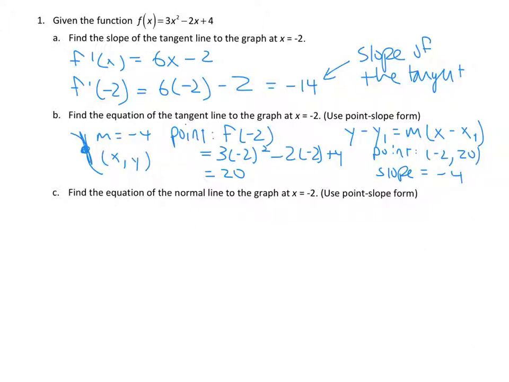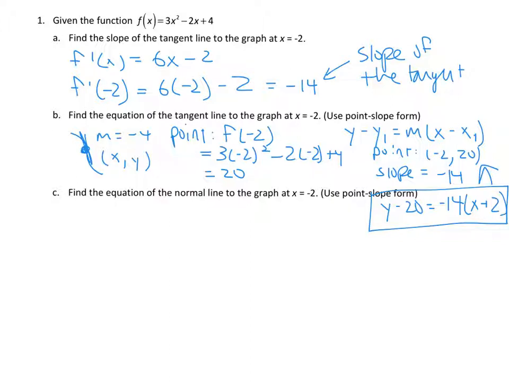So the equation in point slope form for my final answer is y minus the y coordinate of the point, which is 20, equals m, which is the slope, -14, times x minus the x coordinate of the point. Now since it's minus -2, it becomes +2. And that is the equation of the tangent line. And it's okay to leave it in point slope form, as you did in pre-calc pretty often, unless it says to write it in slope intercept form.